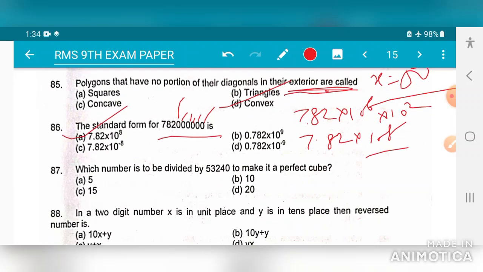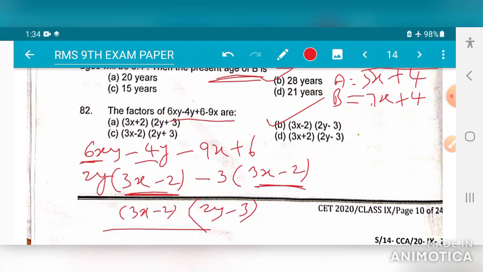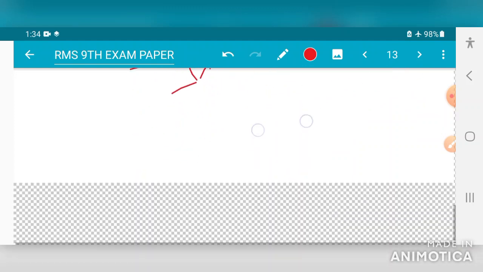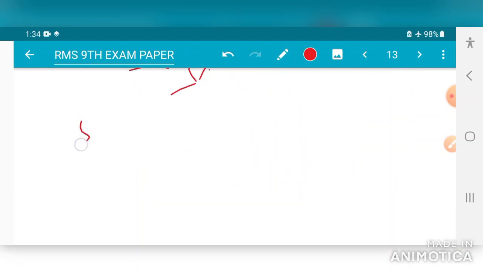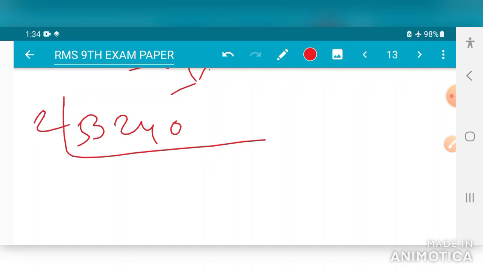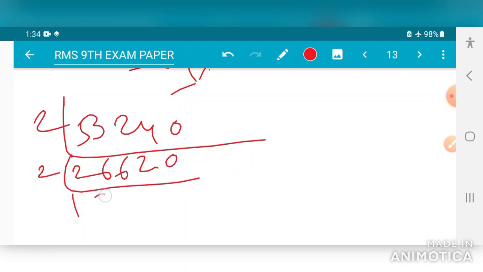Right. Which number is to be divided into 53240 to make it a perfect cube? Okay, first take the prime factors. So 53240. First prime factor it. By taking 2, 2 fours are 8, and here 2 sixes are 12, 2 twos are 4, 2 threes are 6, next 2 ones are 2.